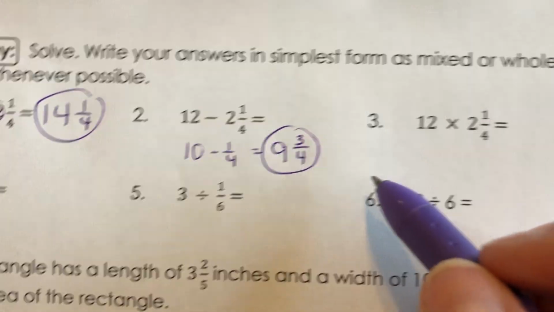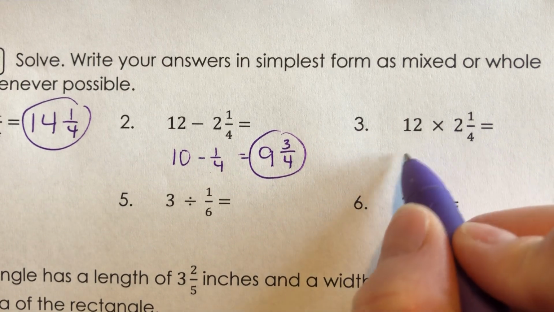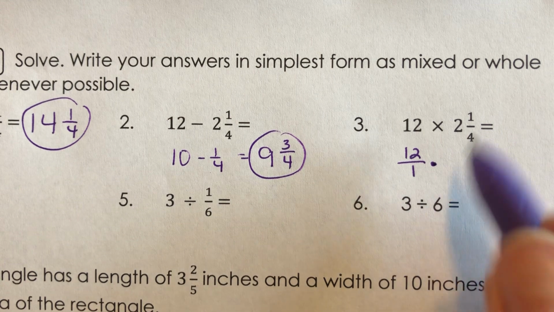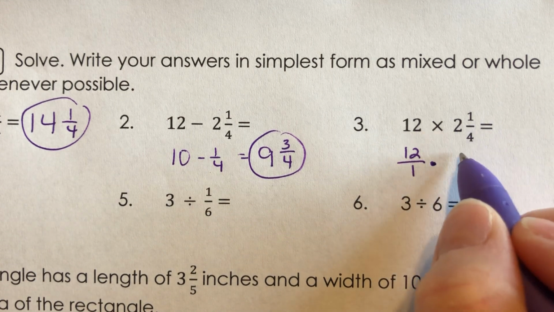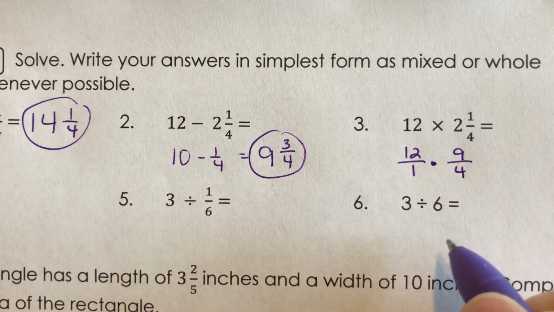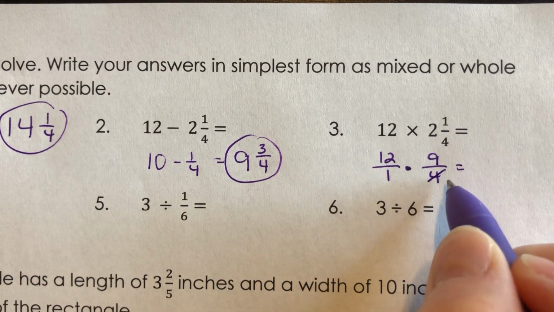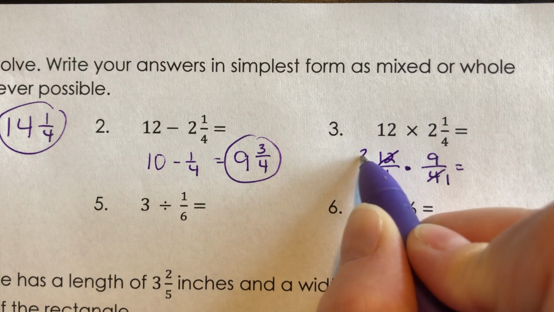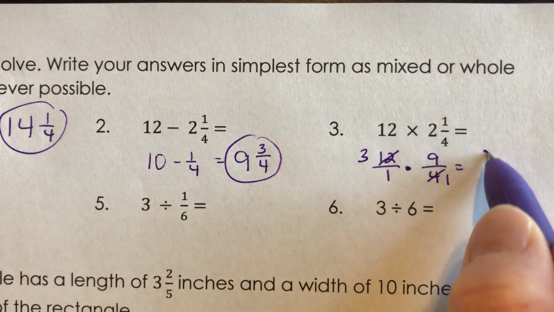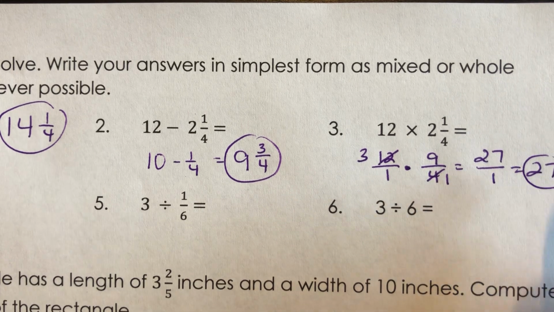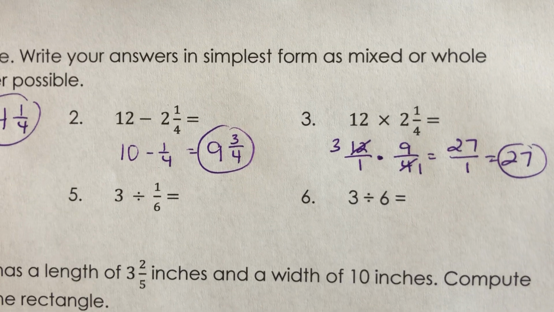Okay, for number 3, I am trying to multiply these, so I'm going to put a 1 underneath that 12, and I'm going to change this to improper. 4 times 2 is 8. 8 plus 1 is 9/4. Now we can cross simplify here with the 4 and the 12. 4 goes into 4 once. 4 goes into 12 3 times. And 3 times 9 is 27. And 1 times 1 is 1. And we just get a plain old 27 for that one.